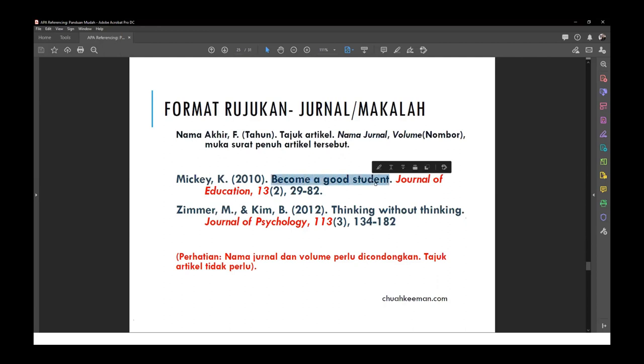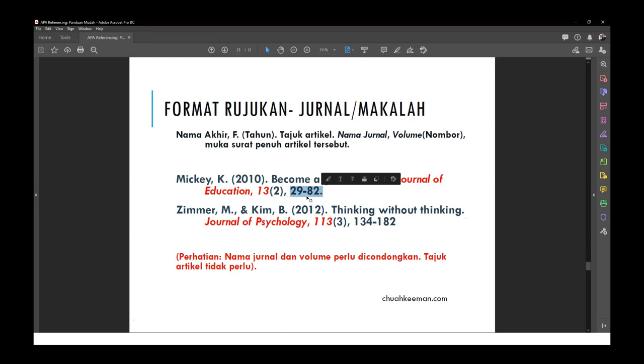Become a Good Student is the name of the article that you're referring to. Journal of Education is the name of the journal that has the article Become a Good Student, right? This is the volume. Notice that Journal of Education and 13 is italicized because we italicize the name of the journal and the volume. Okay? And then the pages. The pages has no PP, all right?